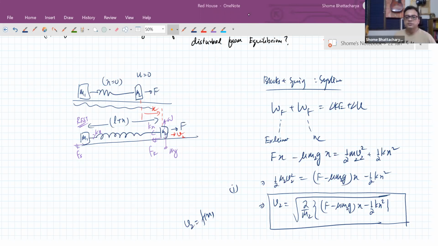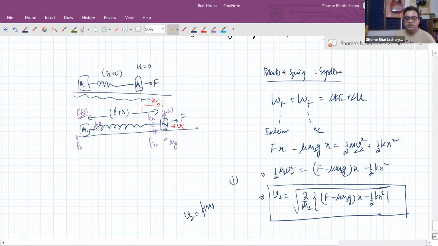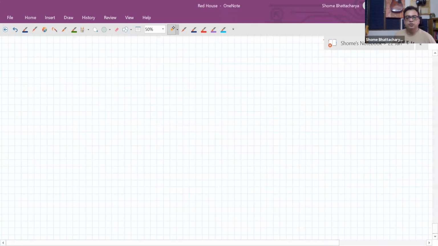Okay, anybody got the answer for the second part yet? In the second part, what you have to understand is that if you look at the free body diagram of the block M1 at any point of time, when it has not yet moved, its speed is 0. So there's static friction acting on it, and its acceleration is 0.